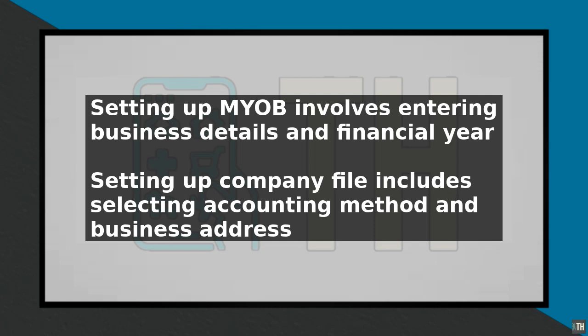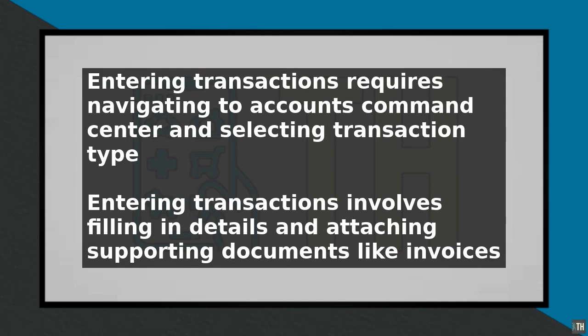First, navigate to the Setup menu and select Company File. Then follow the prompts to enter your business details, including your company name, address, and ABN. Next, set your financial year and accounting method, either cash or accrual. Once you have completed the setup process, you can start entering transactions.